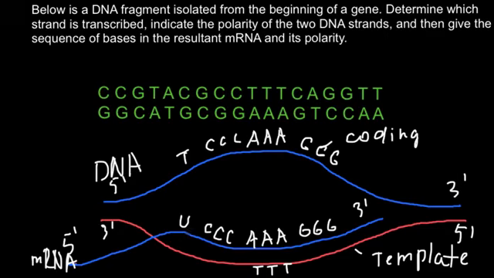And on the template strand, we would have complementary bases. C would pair with, for example, G, so here we would have G, G, G. And here on the complementary strand, we would have C, C, C.